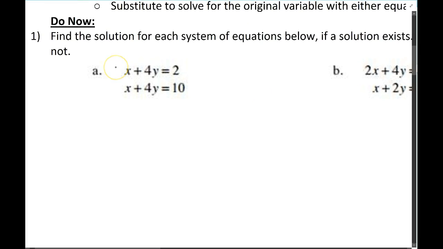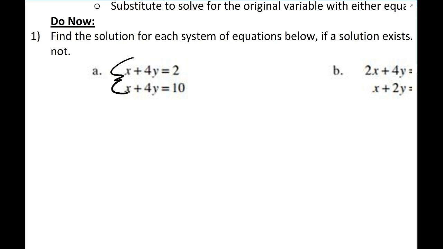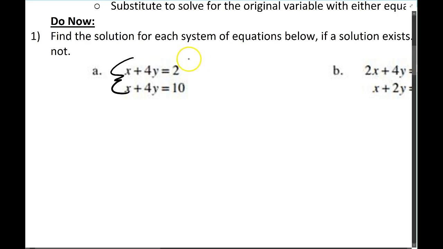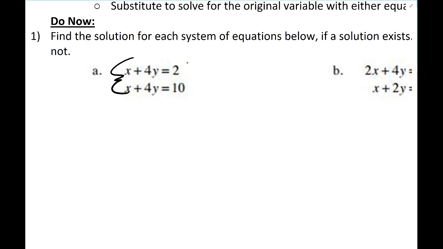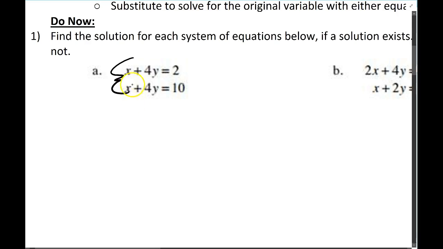So let's look here. So we have x plus 4y equals 2 and x plus 4y equals 10. Now, immediately, if you remember from Friday, we can solve this using inspection, which allows us to see that this doesn't equal anything. There's no solution to this, but let's go in and verify that.